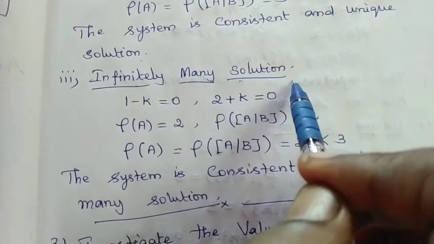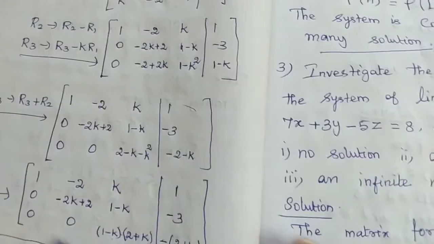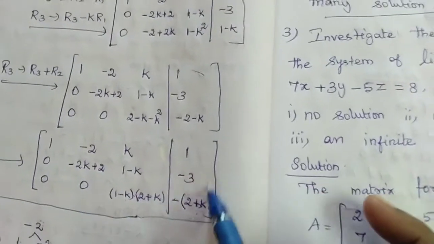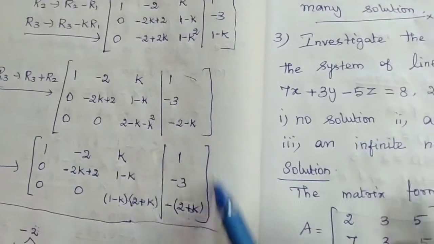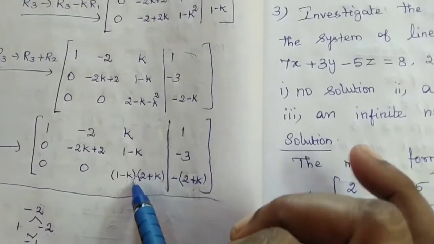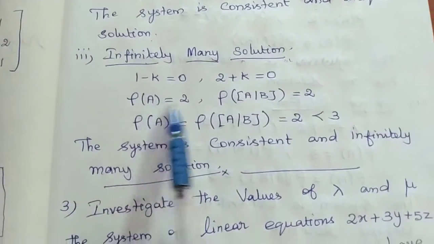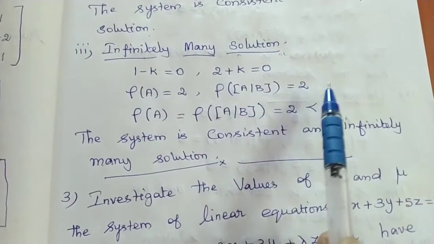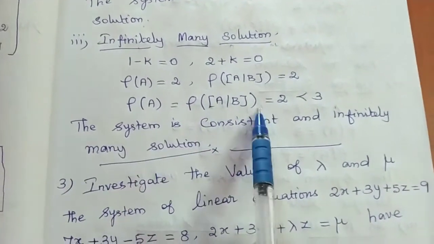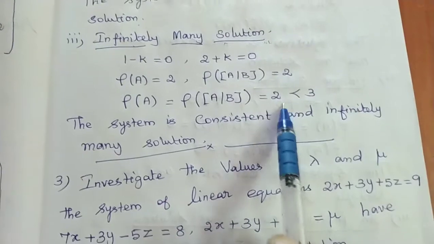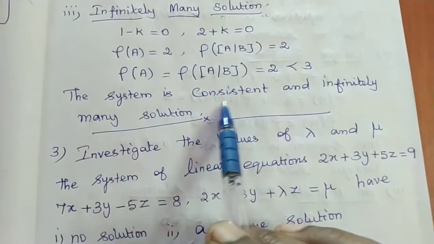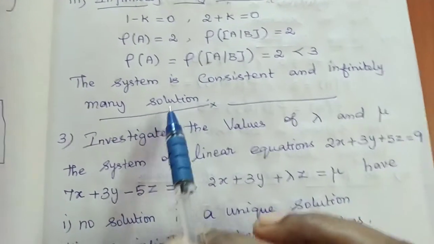Next, infinitely many solutions. Infinitely many solutions means rank of A equal to 2 and rank of A by B also 2. Here also 0, here also 0. That is 1 minus k equal to 0, 2 plus k equal to 0, rank of A equal to 2, rank of A by B equal to 2. Rank of A, rank of A by B less than 3. 2 means less than 3. The system is consistent and has infinitely many solutions.